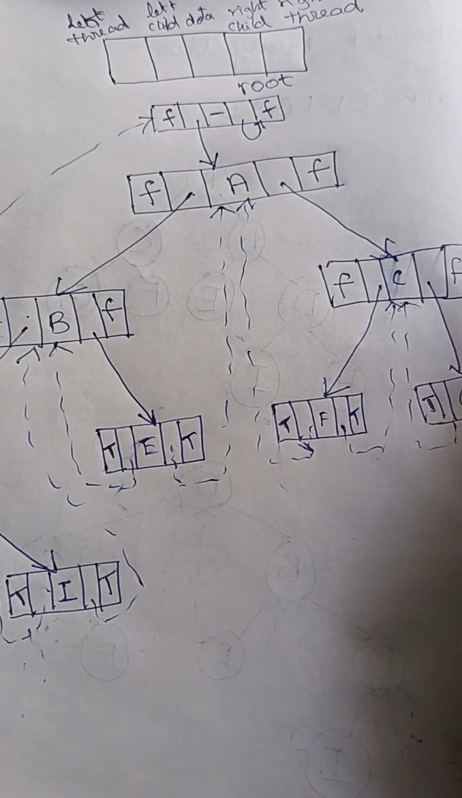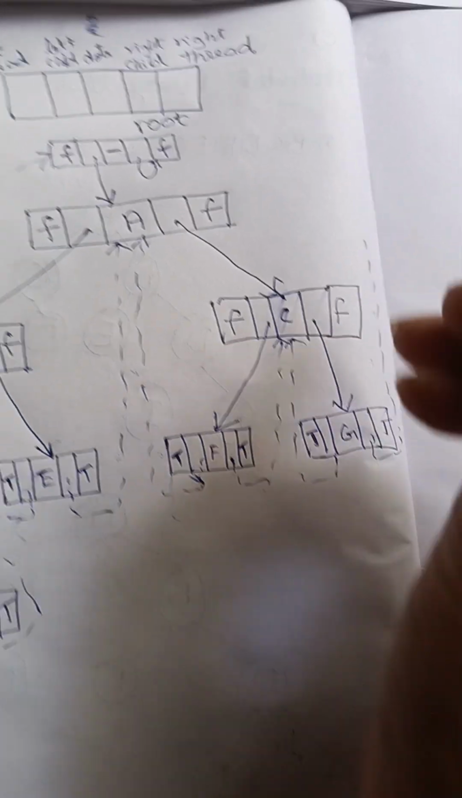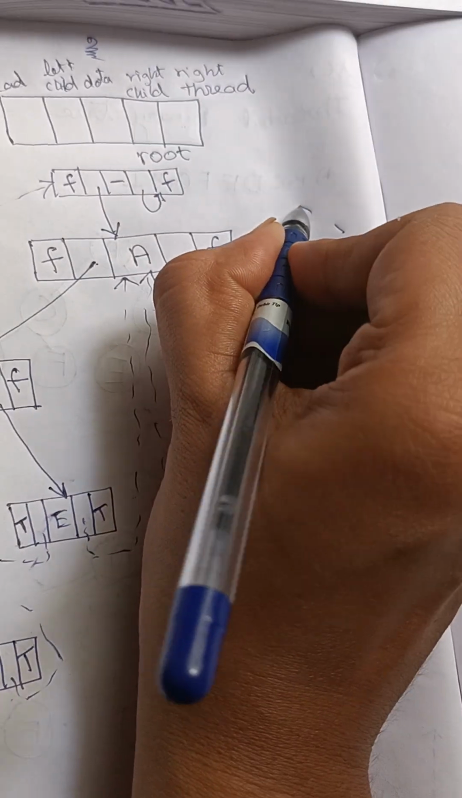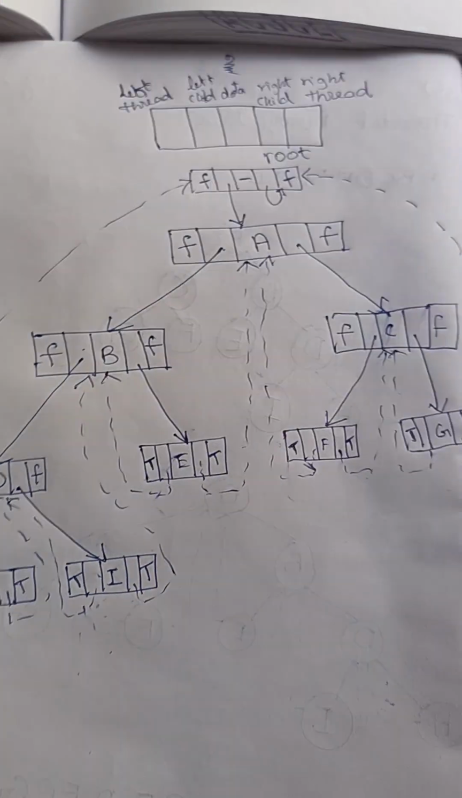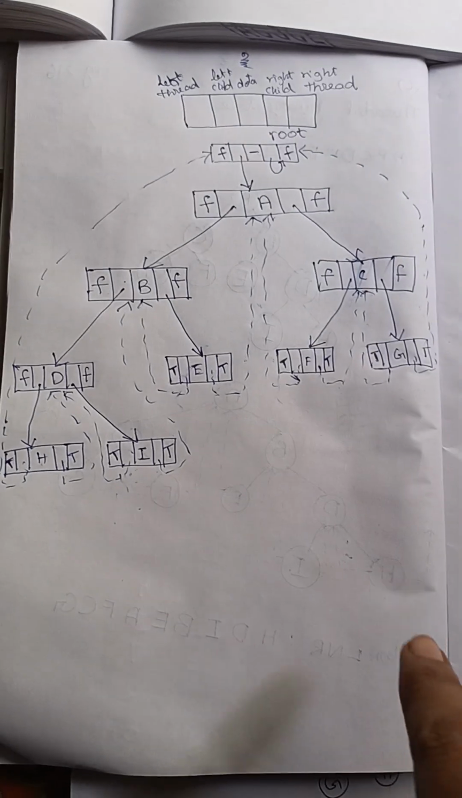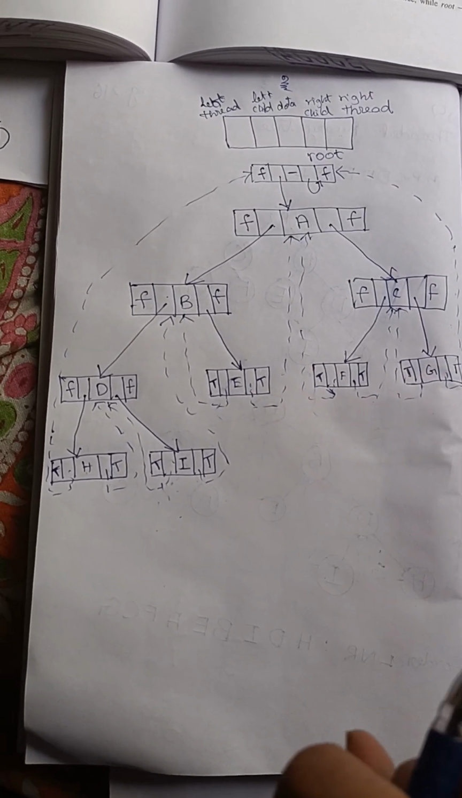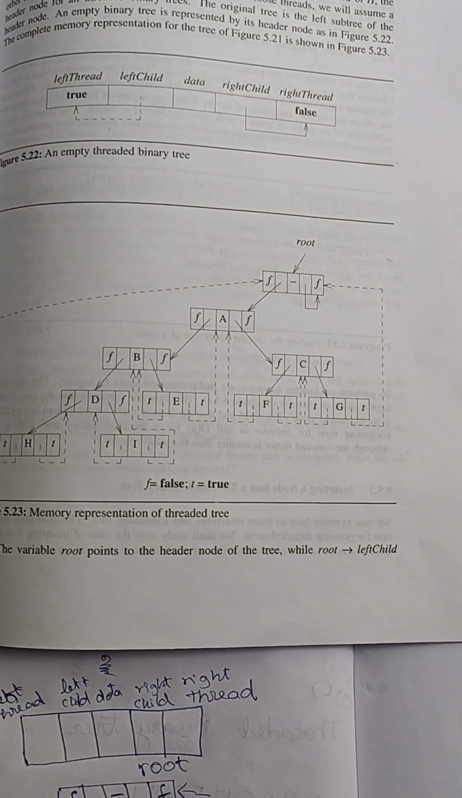Okay, but if you see over here, G also has this dangling problem. So for G, the successor will be this dummy root node. Okay, so this is your linked list representation of your threaded binary tree. The diagram is the same as that of your book, page number 219.